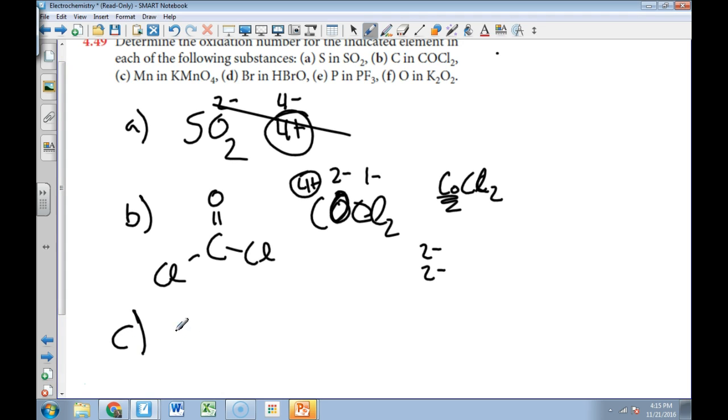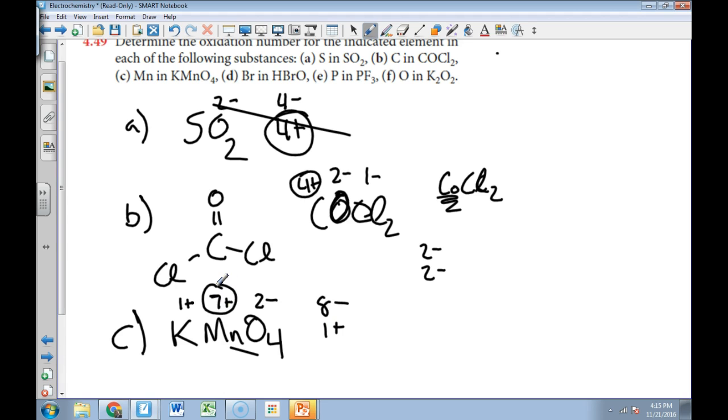Okay, so now for part C. C is manganese and potassium permanganate. So again, let's take what we know. Oxygen is almost always 2-, so there's 8 of those, that's 8-. And potassium, remember the oxidation state of the metals is whatever the charge is on the metal ion. So in this case, it's a 1+. So this is 1+, so that means that manganese here must be a 7+.